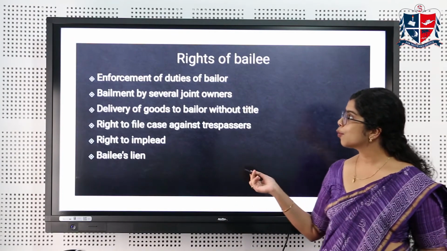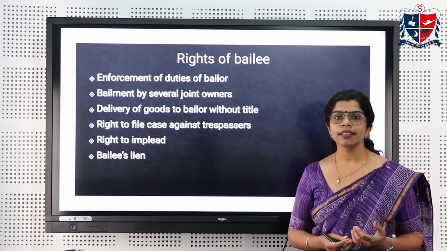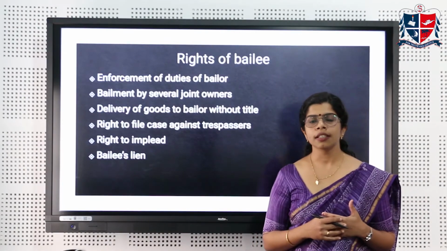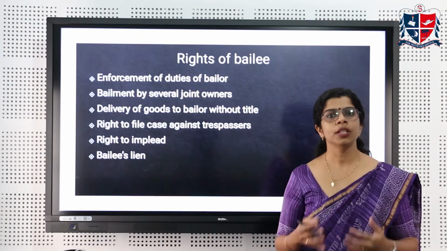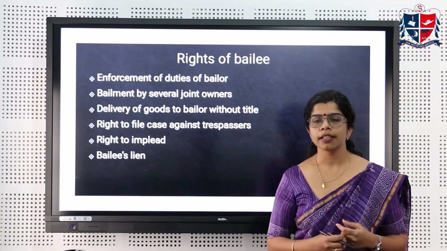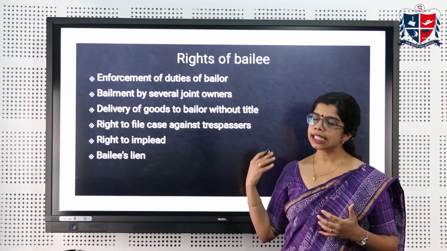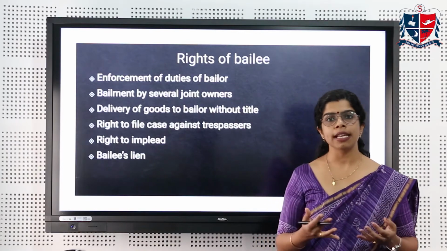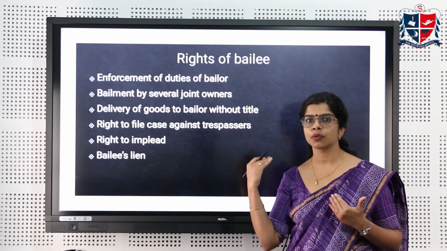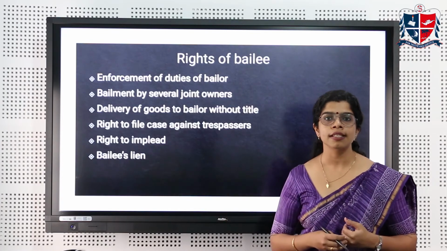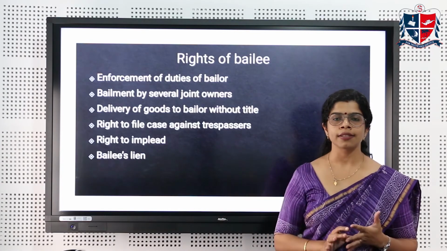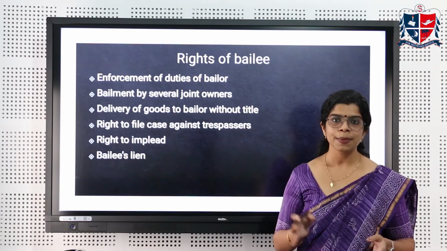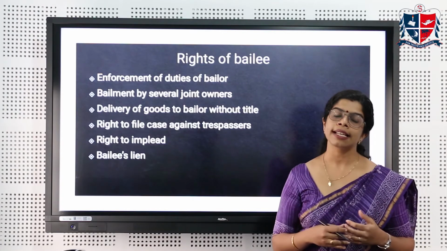So the next right would be delivery of goods to the bailor without title. Suppose a situation happens wherein the bailor does not have title over the goods and a third person comes to claim the goods. Then it is the duty of the bailee to return the goods back to the bailor in good faith. So he needn't bother about the true owner, even if the third person is the true owner. He just has to return the goods to the bailor as per the instruction of the contract that he has signed with the bailor.